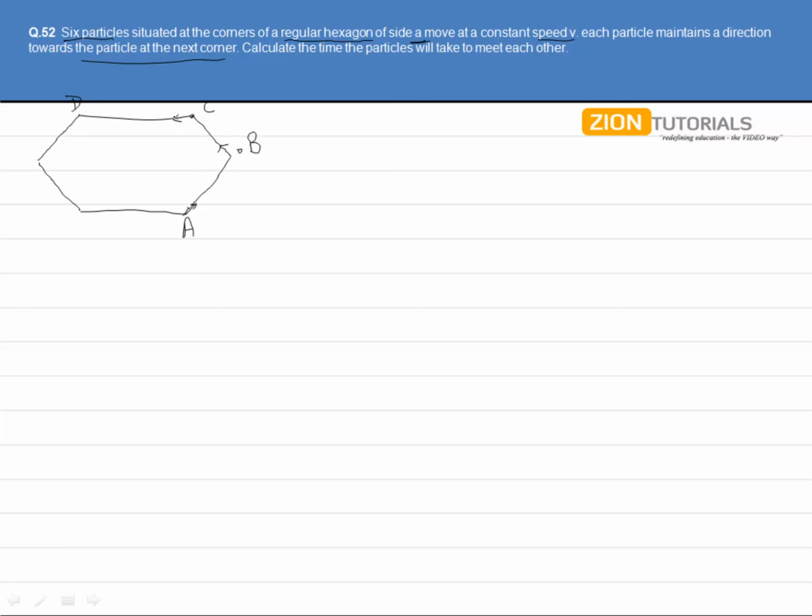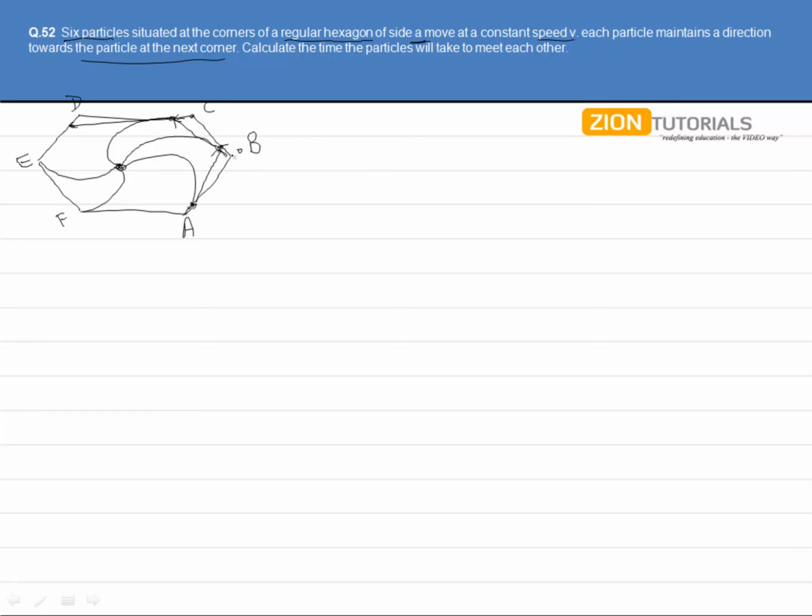Now, at the second moment, they will be a little ahead. At that point, A will be heading towards B, B will be heading towards C, and C will be heading towards D. Eventually they all will follow and fall over here. Everyone will go like this, and eventually they will meet at the center of this hexagon.